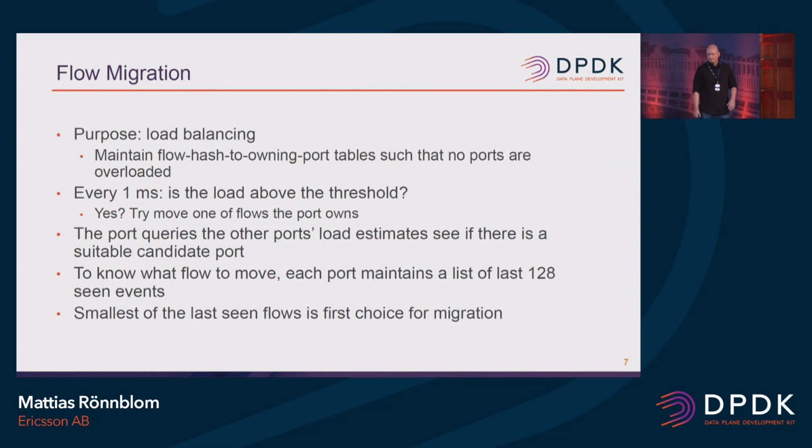But if there are suitable candidate ports, it will continue to look at the list of last seen events, to keep track of what flows are actually active, because it's actually 32K possible flows. So we maintain a list of the last seen events, which is just a short sample of what's last been dequeued on that port. And then from that, we decide which of those flows we'll try to move.